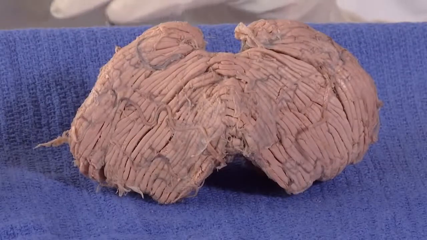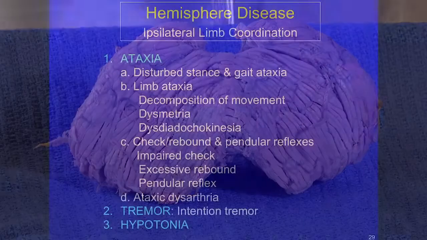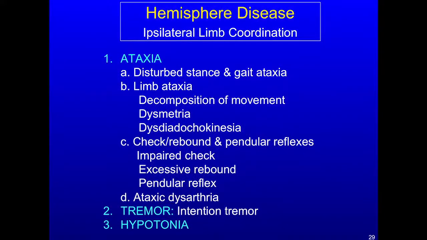Hemisphere disease, cerebellar hemisphere disease, affects ipsilateral coordination, particularly of the upper limb. And characteristic of that are ataxia, tremor, and hypotonia. And we've seen some of the different presentations that it can have, but certainly not all of them.